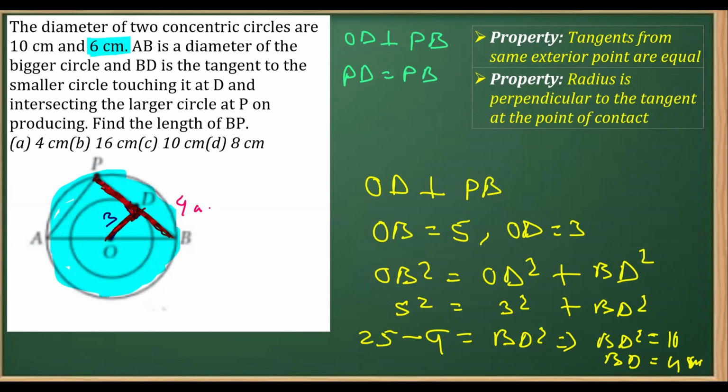You must write that in the exam. So we can say that this whole PB will be twice of PD, these two being equal, or twice of BD, sorry. And we got BD as 4 here. So we'll say that PB's length is 8 centimeter. That's how we'll do this question.